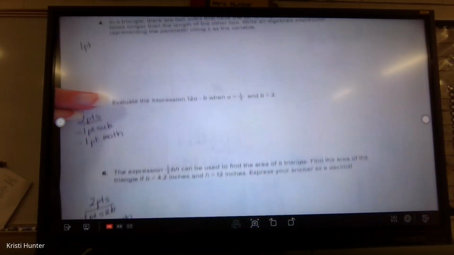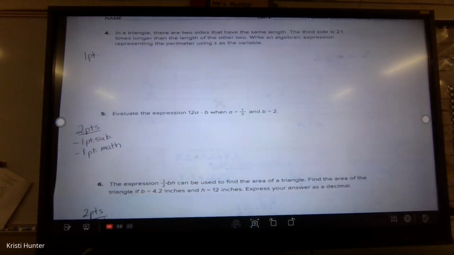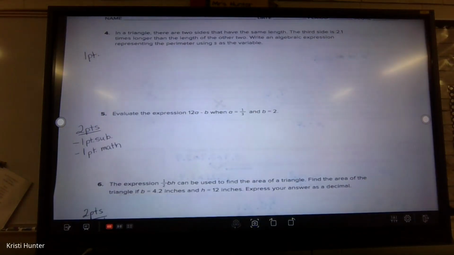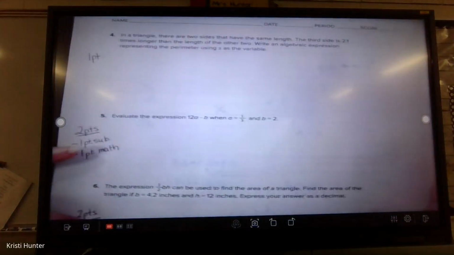And number 4. In a triangle, there are 2 sides that have the same length. The third side is 2.1 times longer than the length of the other 2. Write an algebraic expression representing the perimeter using S as the variable. So draw yourself a picture to help you explain here.